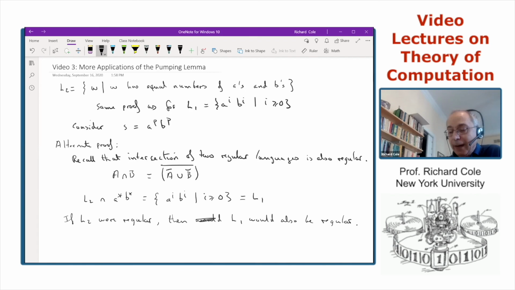If I said it slightly differently and more formally, I would start by saying, suppose for a contradiction that L2 were regular. Then intersect it with the regular language A star, B star, which gives me a new regular language, and that new regular language happens to be L1. And so I've just shown that L1 is regular. But I know L1 is not regular, and so I have a contradiction, and so my assumption is wrong. But that level of formality gets a little tedious when something is this straightforward. And so I didn't do it.